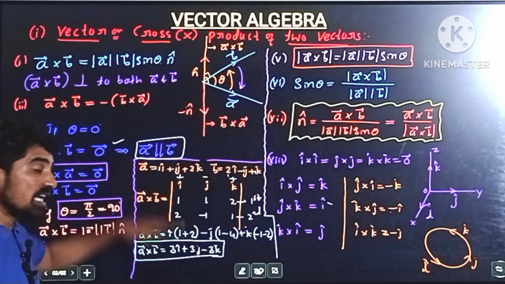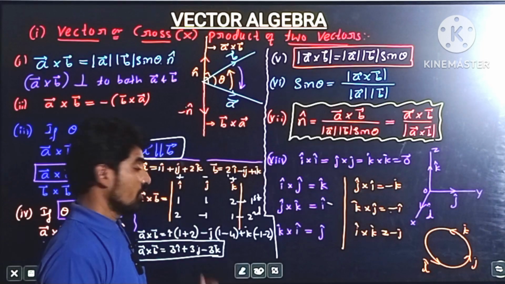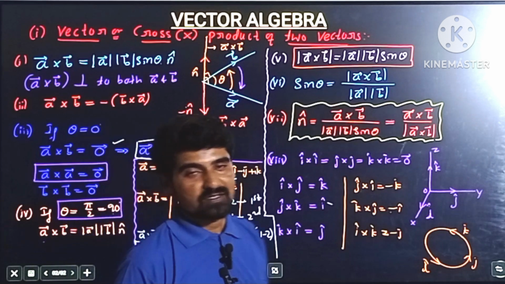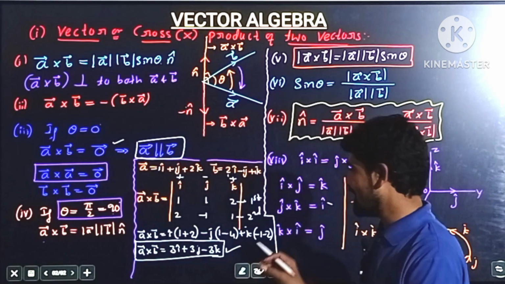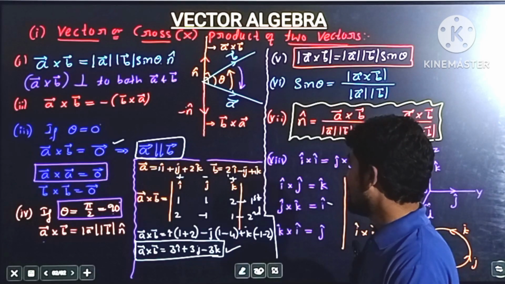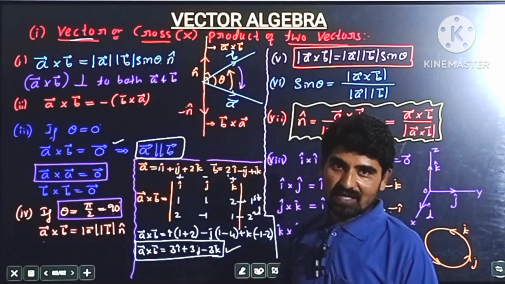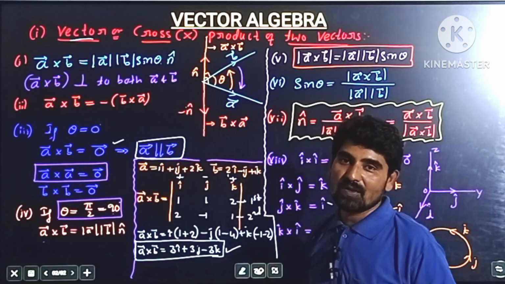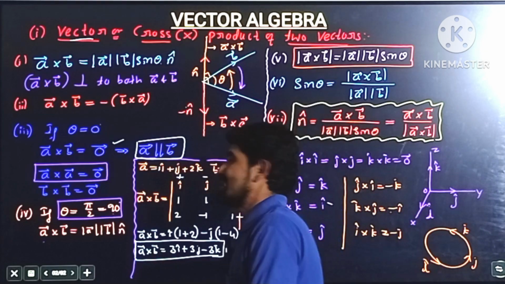And the cross product of any two vectors is always calculated by using the determinant method, where the cross product of any two vectors is always a vector quantity. So the answer of the cross product of two vectors is obtained in ijk format. That's why the cross product of any two vectors is always a vector, and that's why we call this concept the vector product of two vectors. I hope all of you understood. Let's start the second concept.